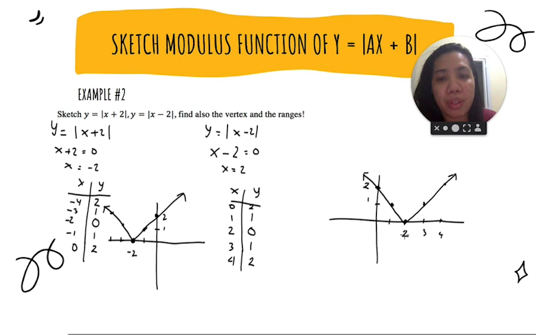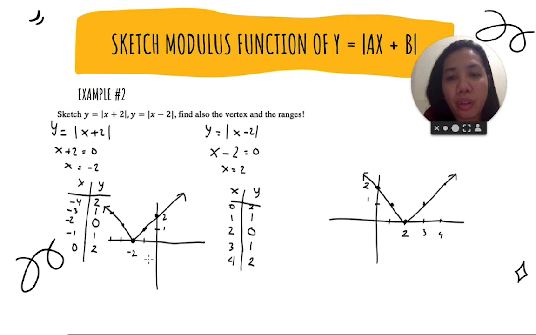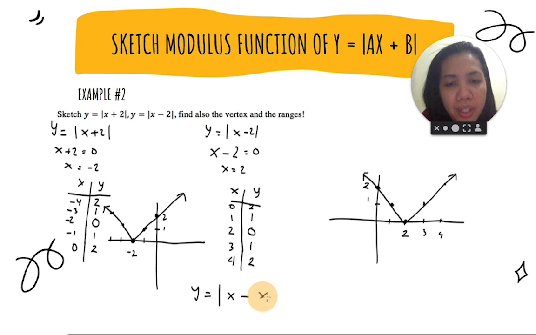Now let's see the difference. Look at the vertex. Here we have the vertex x equals minus 2, and here we have the vertex x equals 2. This means the vertex depends on the things inside the absolute value. X plus 2 has the x coordinate of the vertex of minus 2, and for y equals the absolute value of x minus 2, the x coordinate of the vertex is 2. Then we can write y equals the absolute value of x minus x of the vertex.